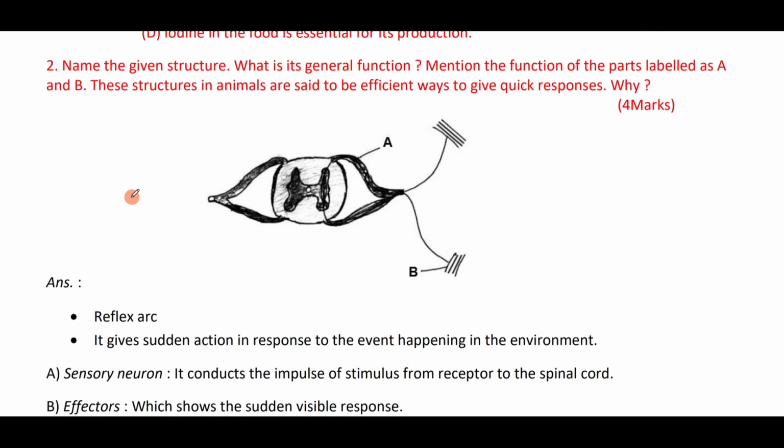Name the given structure. What is its general function? Mention the functions of the labels A and B. This structure in animals is said to be an efficient way to give quick responses. Why? It is the reflex arc. The pathway involved in the reflex action is called reflex arc. It gives sudden action in response to the event happening in the environment. The sudden action is caused by the spinal cord, in case of anything which is happening in the environment.